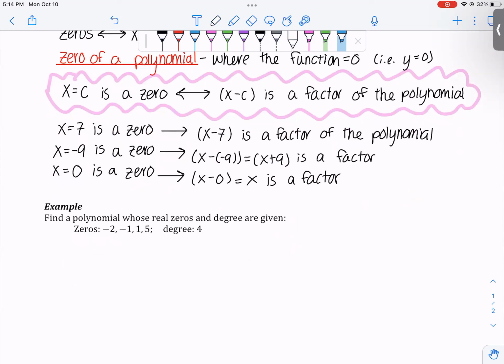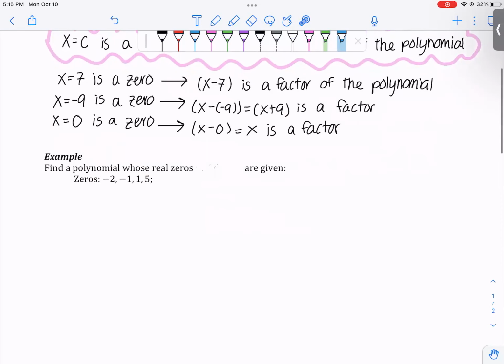All right, I meant to take away this degree part. We just don't need to talk about it right now. So find a polynomial whose real zeros are given. Again, I just took out the degree part because that doesn't matter. Here are the zeros that we're given, and we want to find a polynomial that has those zeros. It's not bad at all, promise.